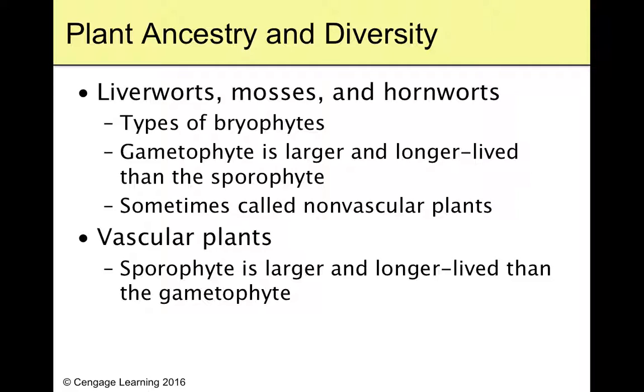So let's talk diversity. We've got, like I said, liverworts, mosses, and hornworts. Those are your bryophytes. Your bryophytes are generally pretty short. They don't grow all that terribly tall, and they need water to reproduce because they have flagellated sperm. So their sperm swim through the water to a different moss, basically. And the thing with bryophytes that you need to know is they are what's called gametophyte dominant, which is very rare. The gametophyte is larger and longer lived than their sporophyte generation.